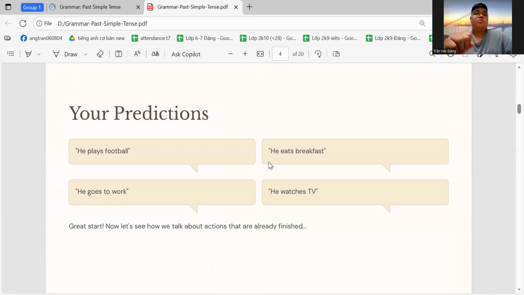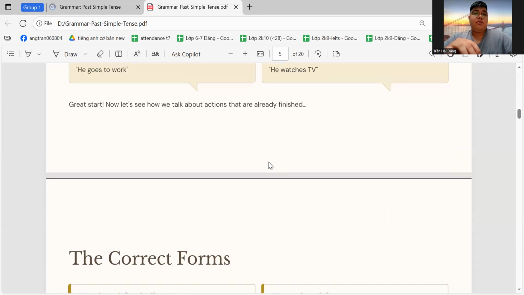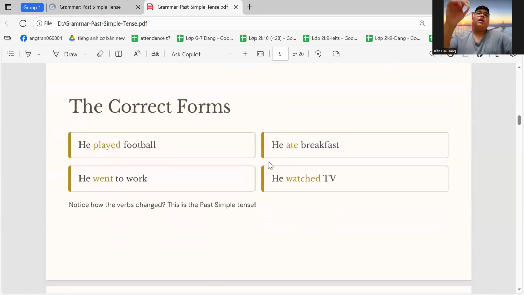Great. So now let's see how we talk about actions that are already finished. You guys need the correct forms of these sentences, like he played the football, he ate, he went, he watched TV. Do you see how the verb changes? That is the past simple tense.